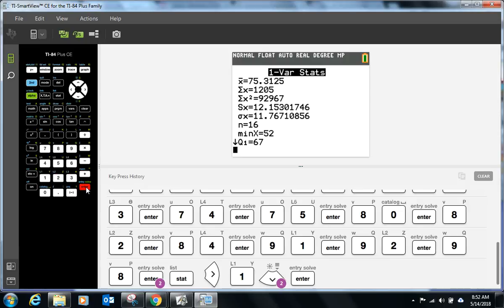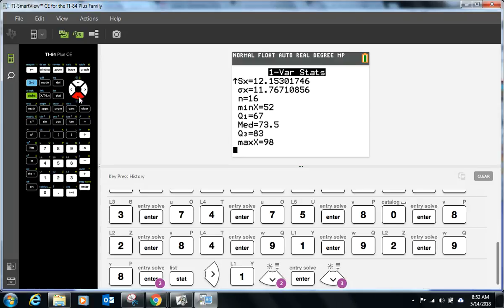Everyone see the minimum? It gives you the minimum. Guess what Q1 stands for? Quartile 1, we just found. Keep scrolling down. What's the next one? Median. What's the next one? Quartile 3 and max. Okay, the only thing it really doesn't give you is the interquartile range, but I think you can simply subtract Q1 from Q3. All right, yes, go ahead.